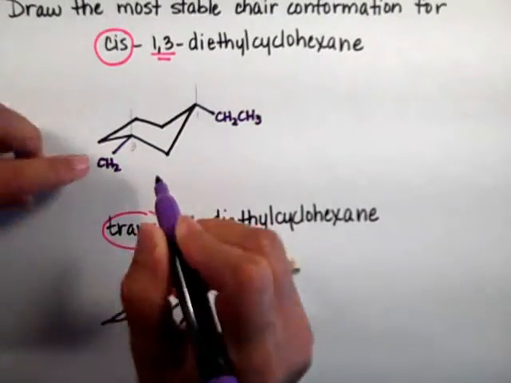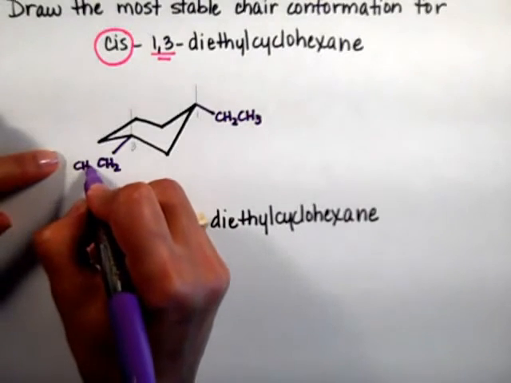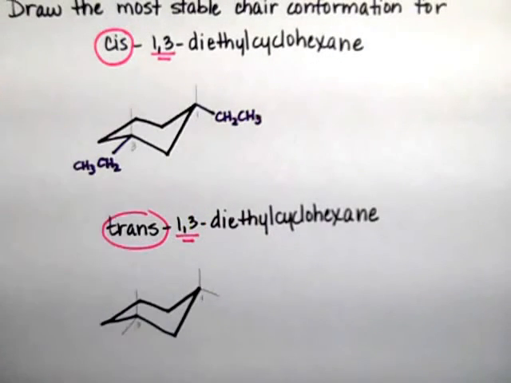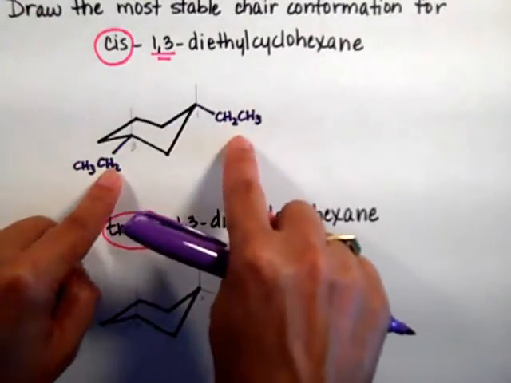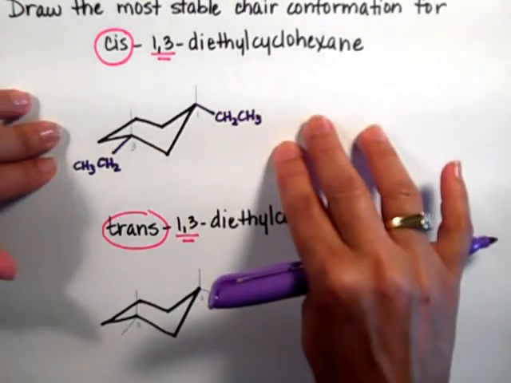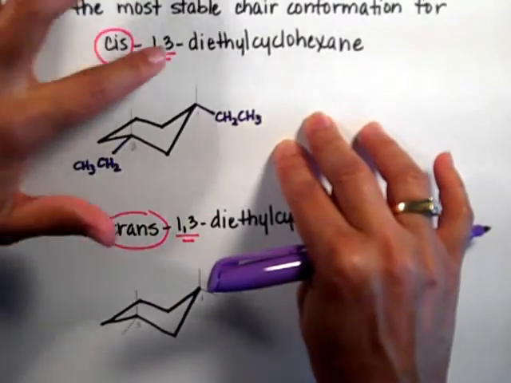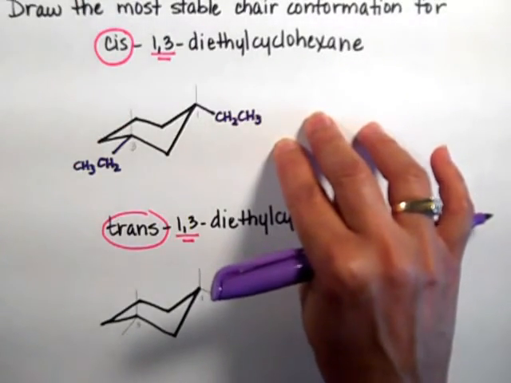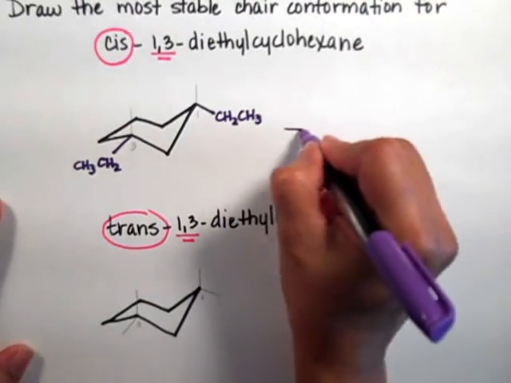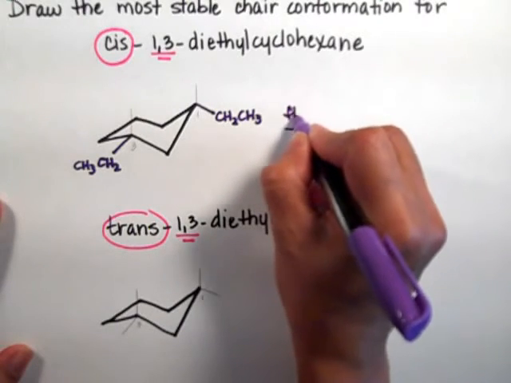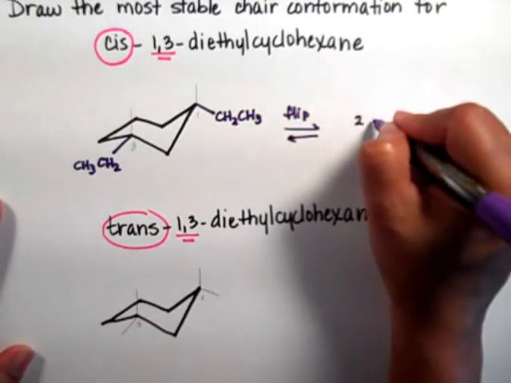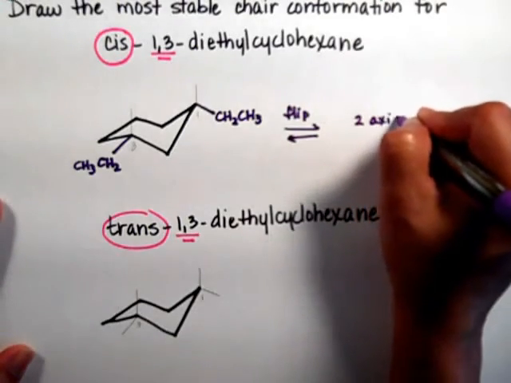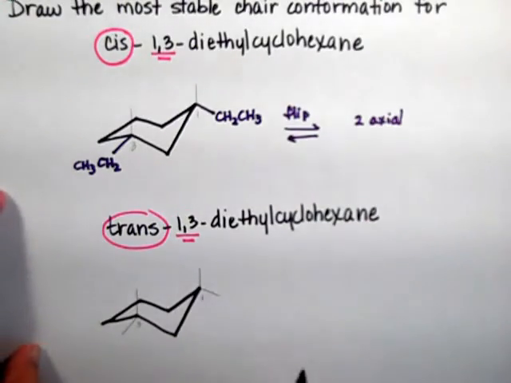If you want to go ahead and put them both axial, you're going to have to flip the chair. All right, those are cis, down, down. This is a very nice and stable chair conformation for the cis 1,3 diethyl. If you flip the chair, they would be both axials, and I know that's not going to be the most stable chair.